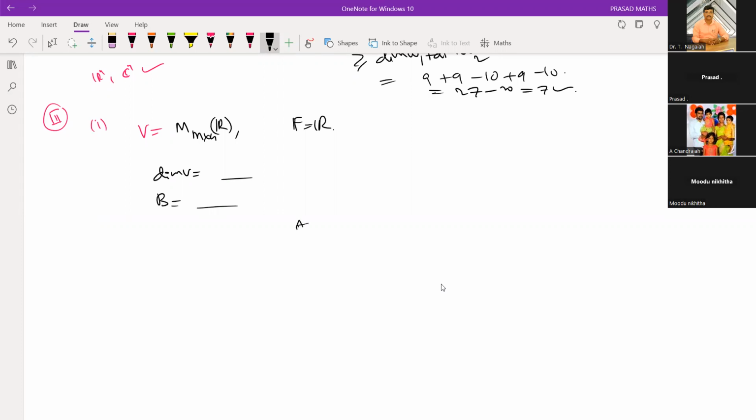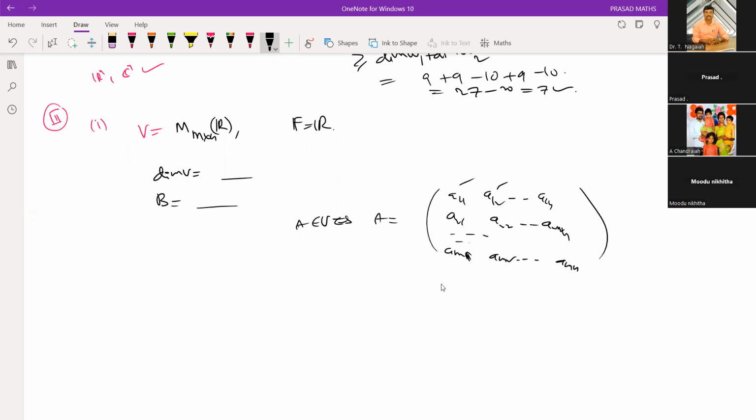Suppose you take any matrix. What is the form of this? A11, A12, A1n, A21, A22, A2n, AM1, AM2, AMN. Therefore, how many free variables are there? These are all free, right? So therefore, what is the dimension? M into N. Because the field is the same. You need to observe that the field is the same. Entries are real, field also real. Therefore, there is no problem.